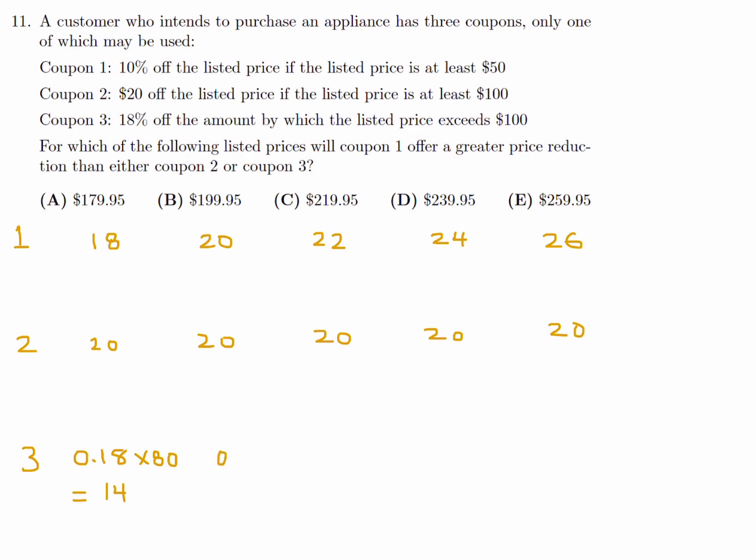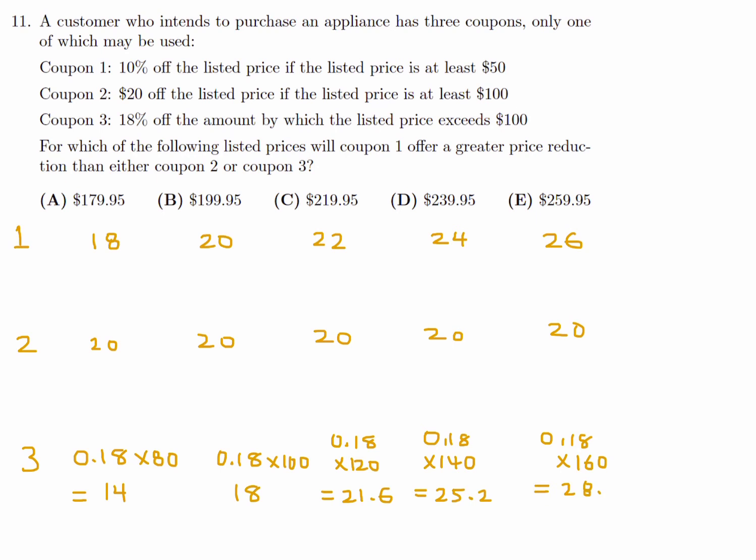And the same thing, 18% of this guy, which is going to be 100. So that's easy. That's $18. And then similarly, 18% here of 120, which is approximately 21 point something, 21.6 probably. And then 18% of 140, which is 25 point something, 25.2. And then finally 18% of 160, which is 28.8 approximately.